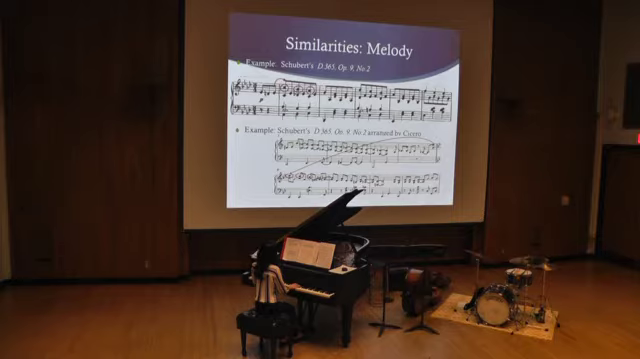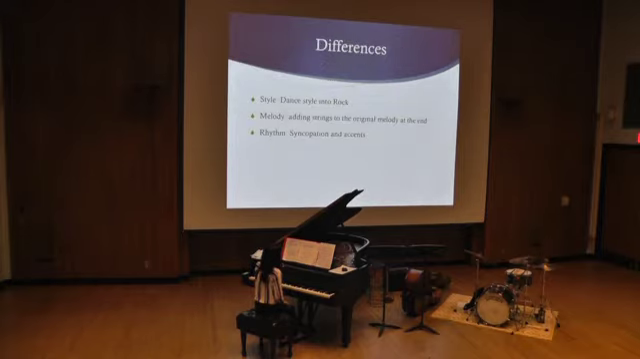Okay, so this is the example that shows the interval of 6, where I use the red circle to point it out. And then the difference. So later on over here, the style is totally different. Schubert's original piece is a waltz, and then Cicero turned it into a rock style.